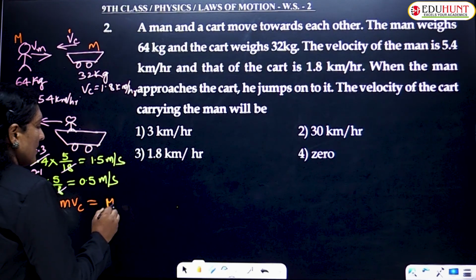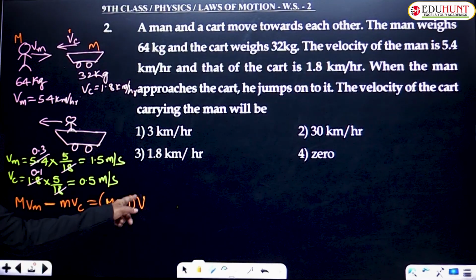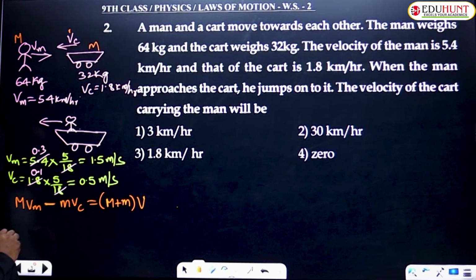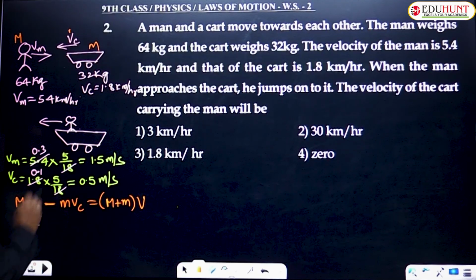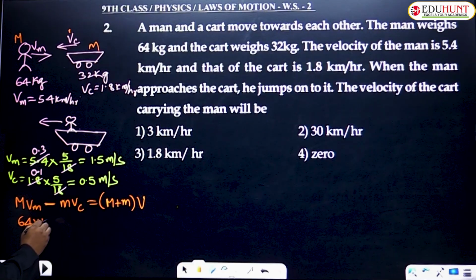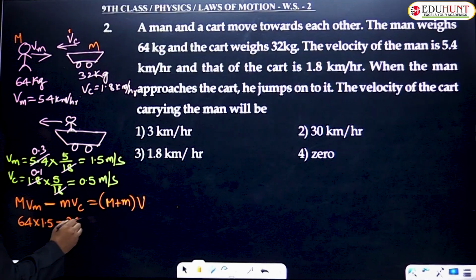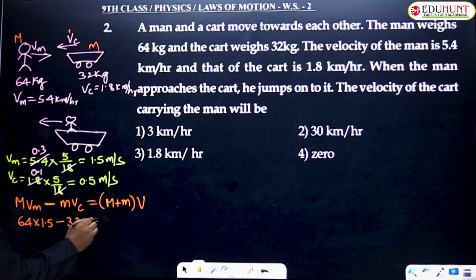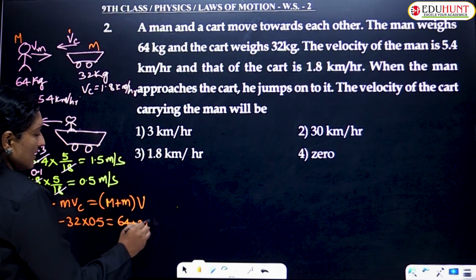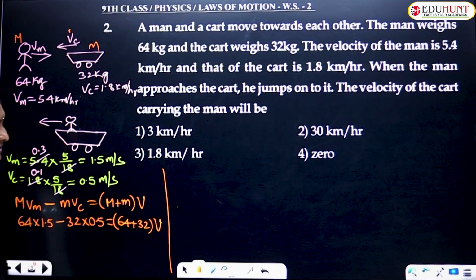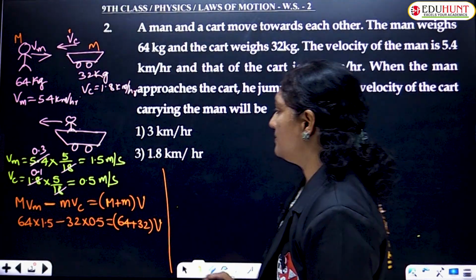So now the combined mass M along with m, together they are moving with the common velocity V, which we need to find out. So substituting all the values, children, what is M given? Mass of the man is given as 64 kg, speed of the man in meter per second is 1.5, minus mass of the cart is 32 kg into speed of the cart is 0.5, must be equal to mass of the man plus mass of the cart into common velocity. So we need to find out the common velocity. So let us solve, children, by substituting.